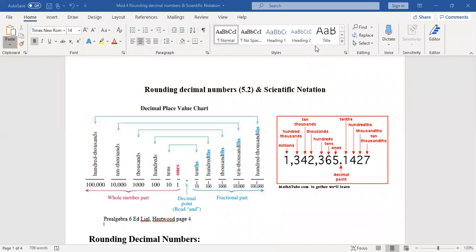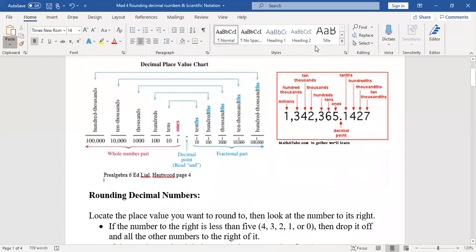Hello students, this video lesson will be about rounding decimal numbers and scientific notation. Rounding our decimal numbers, we'll have to be familiar with our place values. So basically, when we're rounding decimal numbers, we need to locate the place value you want to round to.